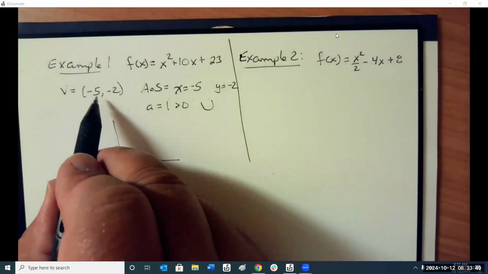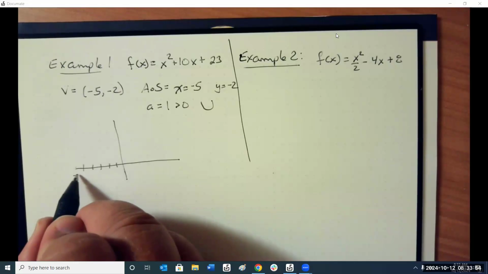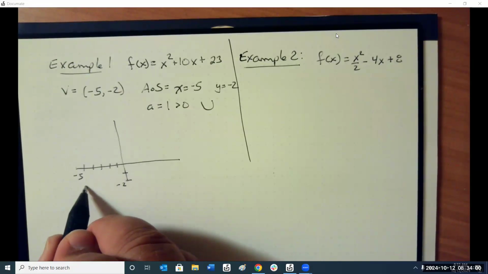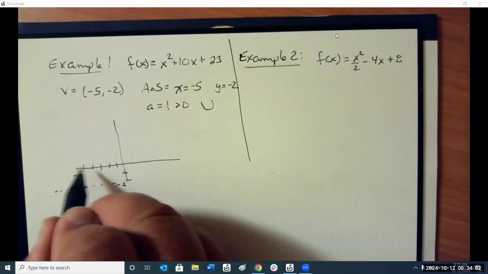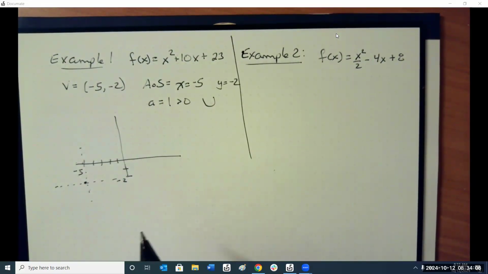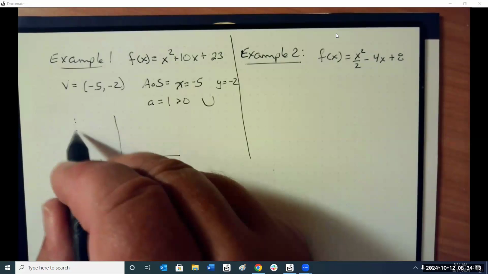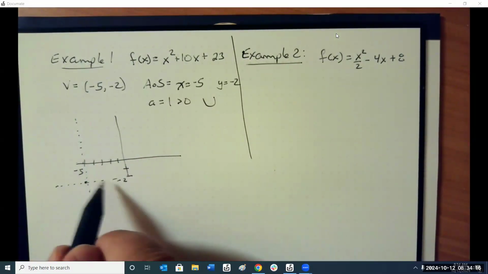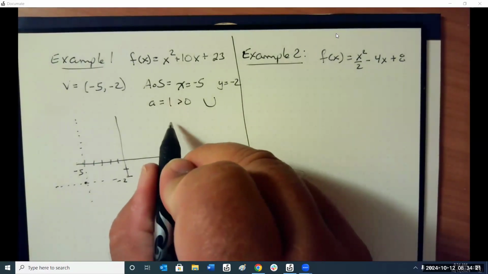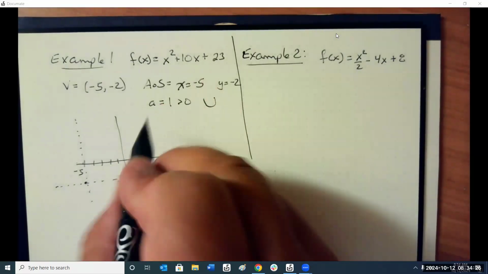So let's first find the vertex. 1, 2, 3, 4, 5. Go to -5, and then go down 2. And that is where we have our vertex. Now, our axis of symmetry is this vertical line right here, because whatever we do on one side, we do the same thing on the other side. So we have to find some points. We have the vertex. We can find the intercepts.